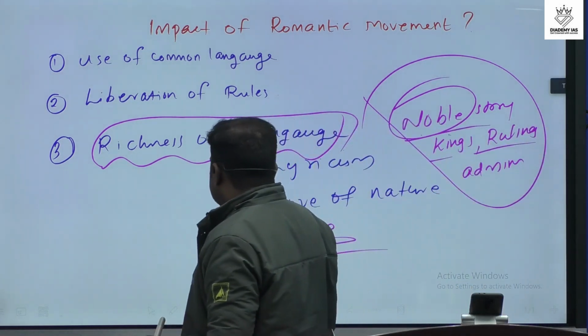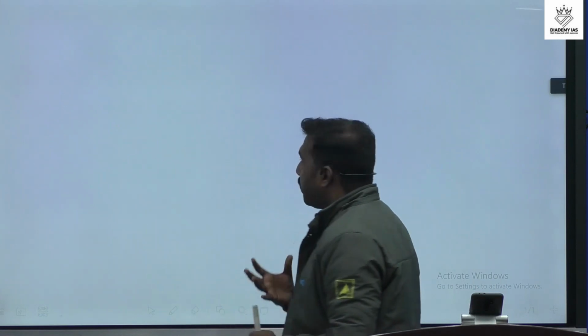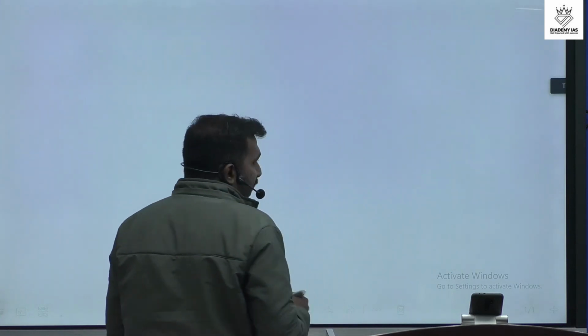Okay, so we discussed the important points relating to Romanticism, which are the important factors that influenced the development of the Romantic movement in England, and how it influenced the English language and literature, and what the results and impacts were. All of that we discussed in today's session.